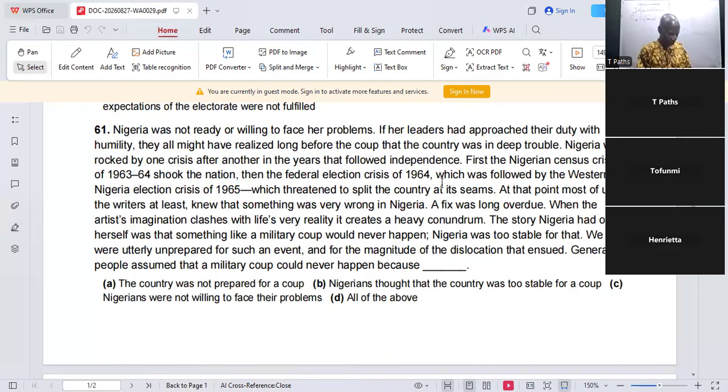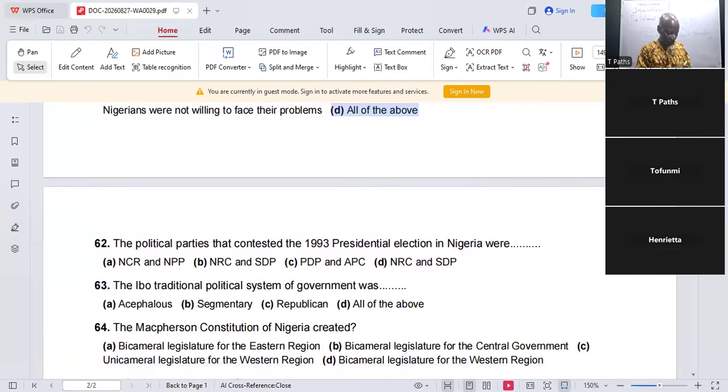Now let's see. A, the country was not prepared for a coup. B, Nigeria thought that the country was too stable for a coup. C, Nigerians were not willing to face their problem. D, all of the above. The answer is D, all of the above. The country was not prepared for a coup. Nigeria thought that the country was too stable. Yes. C, Nigerians were not willing to face it. Yes. All of the above is the answer.